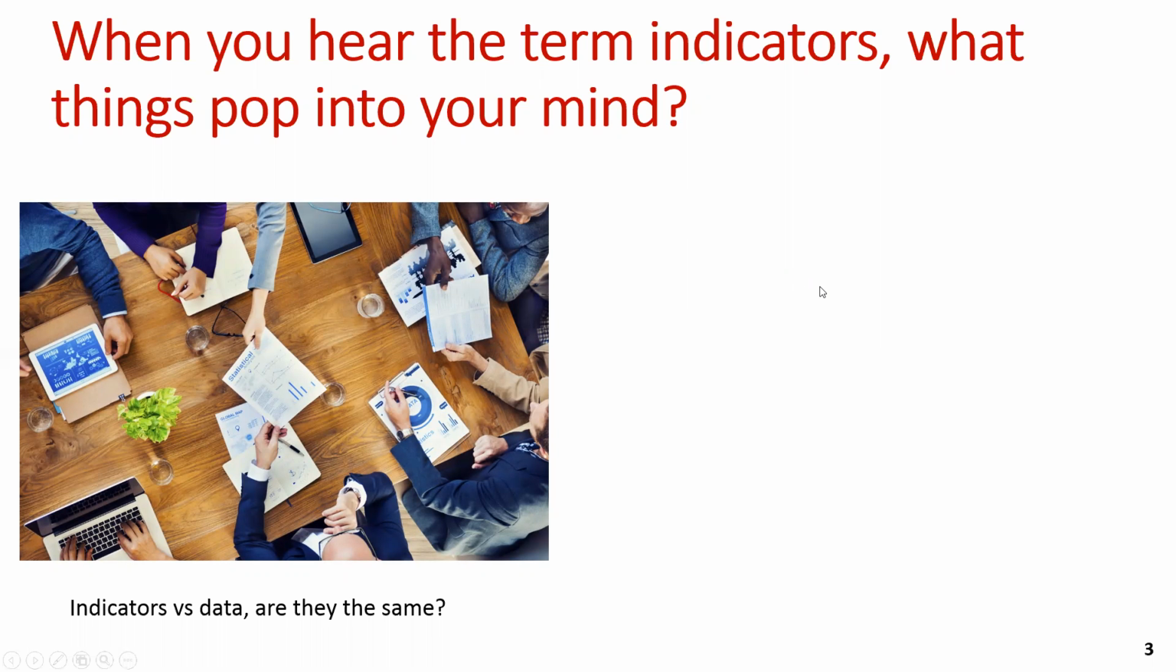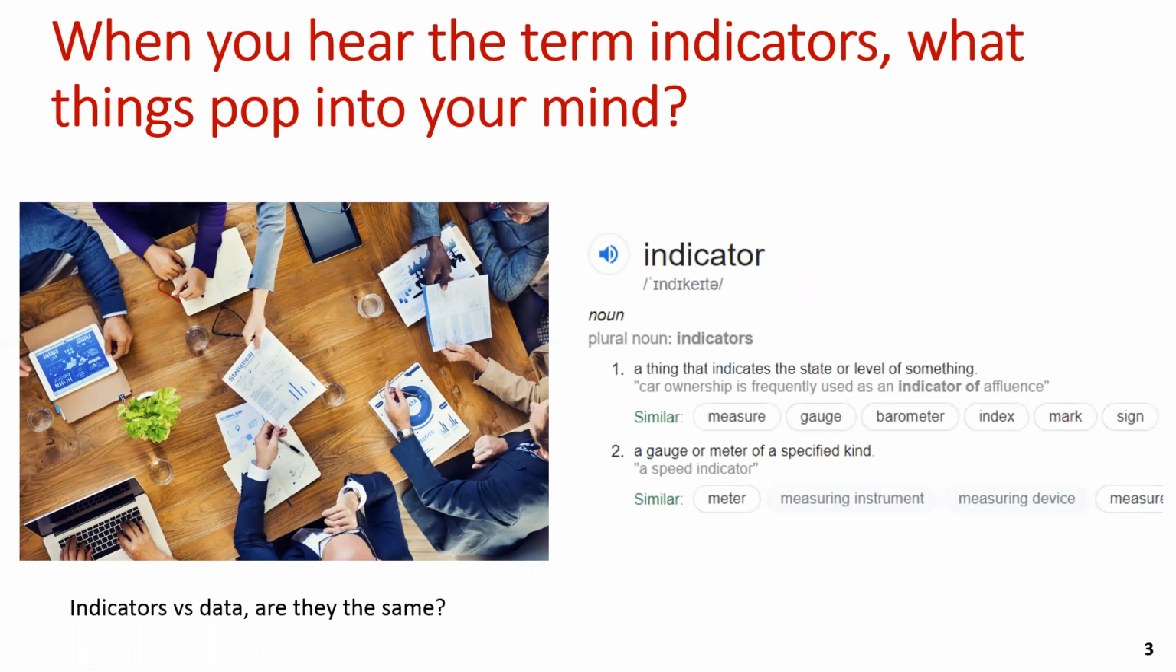Now, what comes to your mind when somebody tells you indicators? What does indicators mean to you? And how is an indicator useful to you? Well, if you look at the definition, you would find that an indicator is a thing that can indicate the state or the level of something. In a simple way, indicators can tell us about the current situation, the trend, and can help us make decisions in the future.